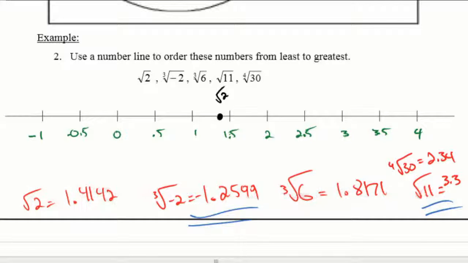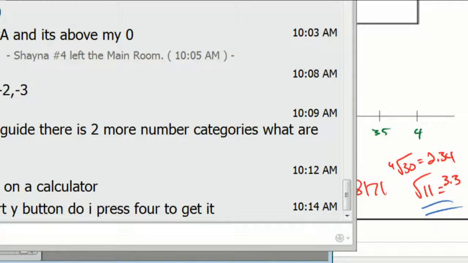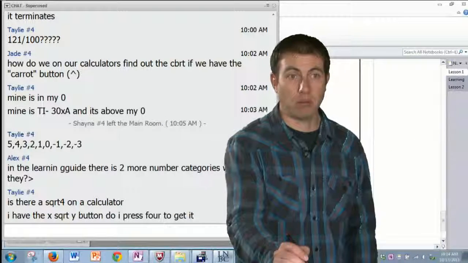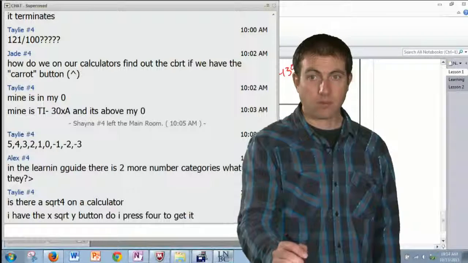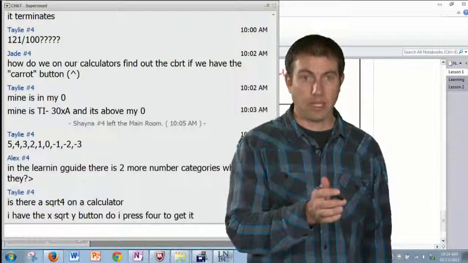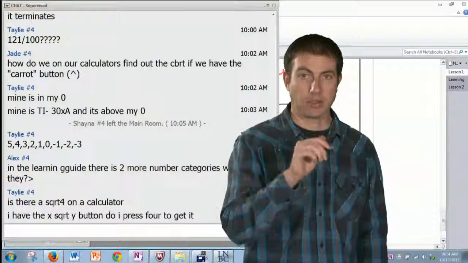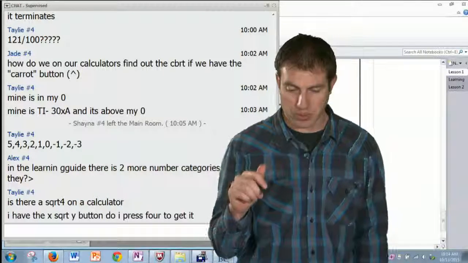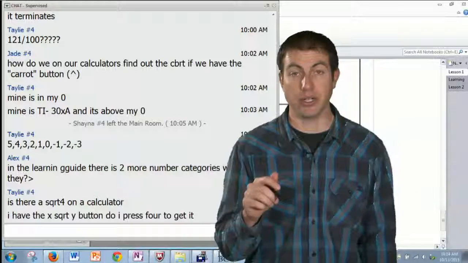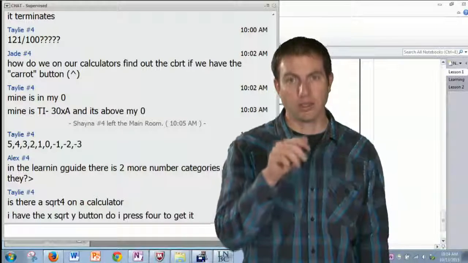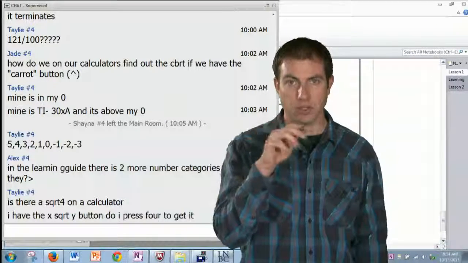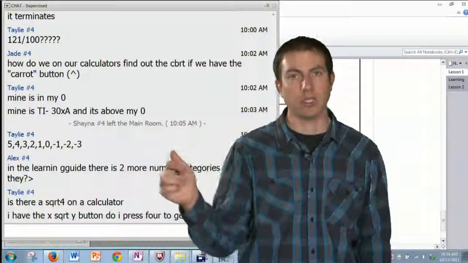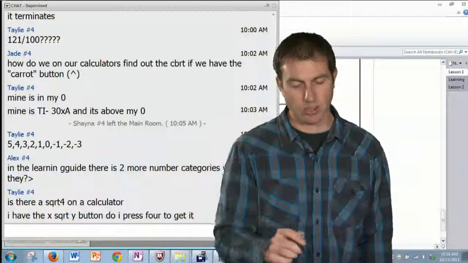So Taylor's asking a question about the fourth root button on our calculator. So Taylor, you're probably going to press the 4 and then the x square root y button, and then, what were we taking the fourth root of? The 30. So probably 4, x to the y or square root xy, and then 30, and then hit equals. That should get you where you need to be.